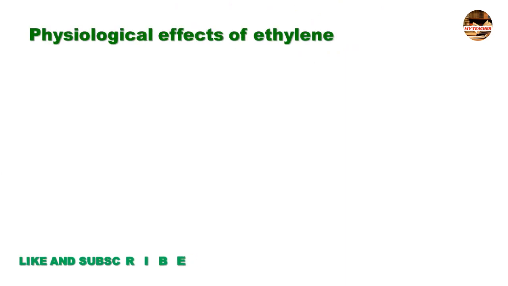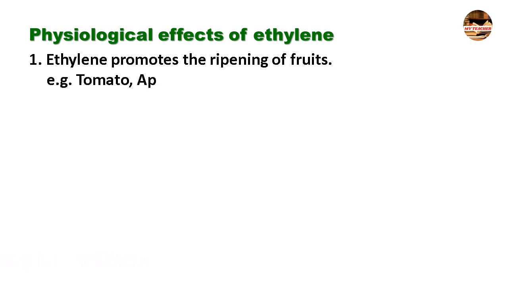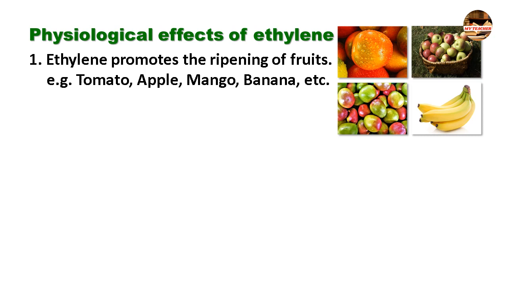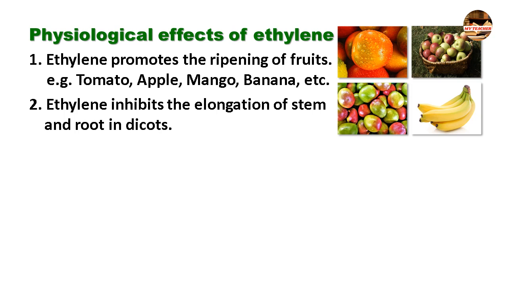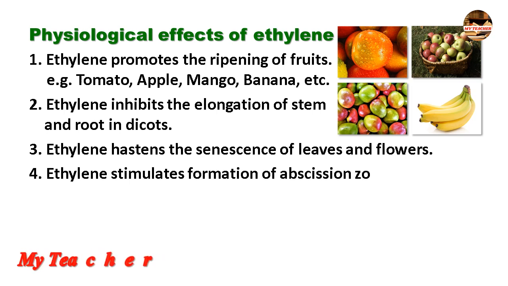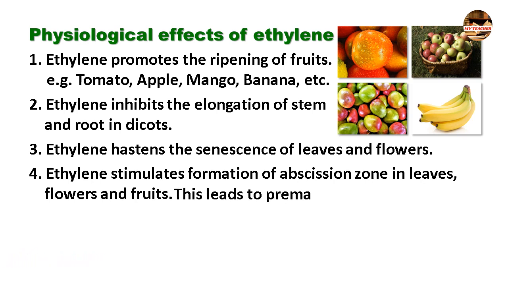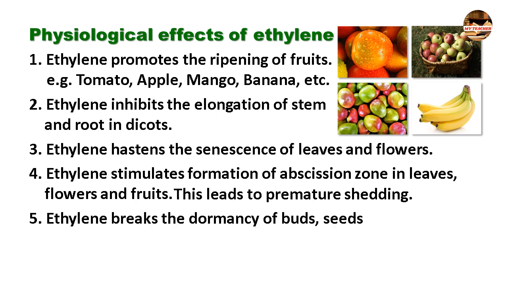Physiological effects of ethylene. First one, ethylene promotes the ripening of fruits. Example, tomato, apple, mango, banana, etc. Second one, ethylene inhibits the elongation of stem and root in dicots. Third one, ethylene hastens the senescence of leaves and flowers. Fourth one, ethylene stimulates the formation of abscission zone in leaves, flowers and fruit. This leads to premature shedding. Fifth one, ethylene breaks the dormancy of buds, seeds and storage organs.